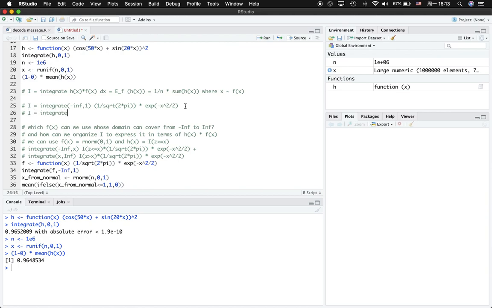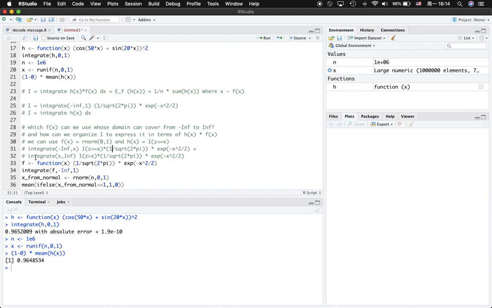So this is integrate h of x dx, and we are going to rewrite this into the form of h of x multiplied by f of x. So that the formula becomes integrate from negative infinity up to x, and then the indicator function here, h of x multiplied by f of x.